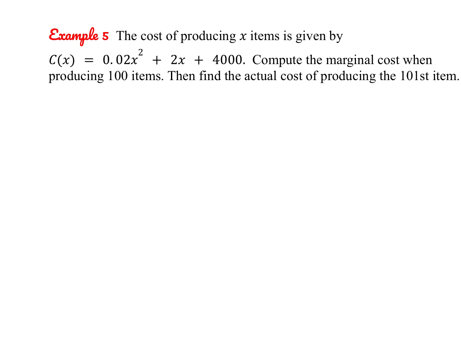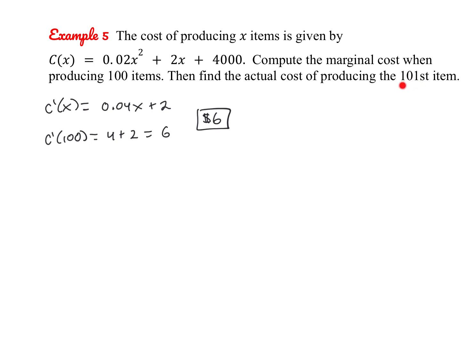So to find that marginal cost, we are going to need to find the derivative of our cost function. We could do that with just our power rule. And then we'll evaluate that at 100 because that's how many items we're currently producing. So that gives us 4 plus 2, which is 6. So our marginal cost is $6. So that's, again, our estimate for the cost of producing that extra 101st item.